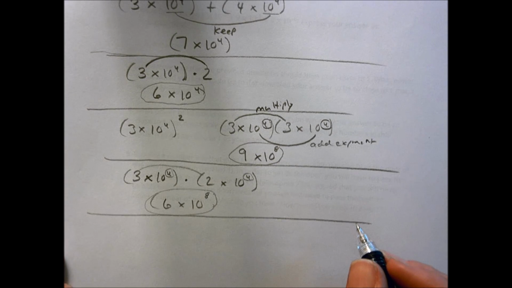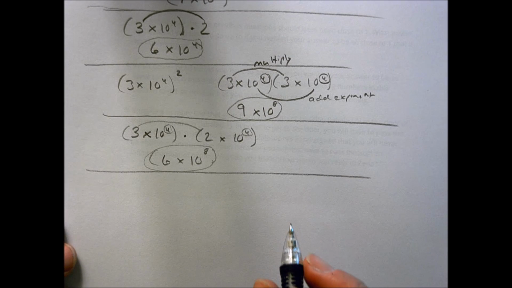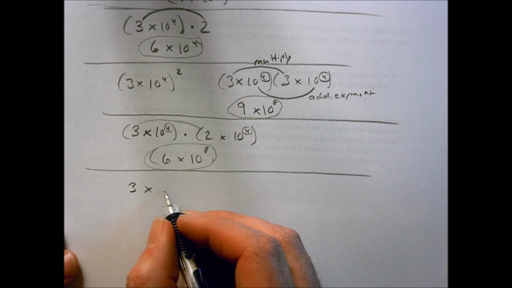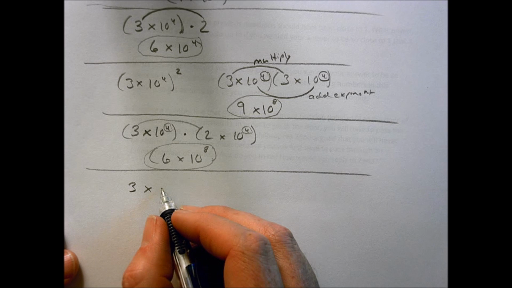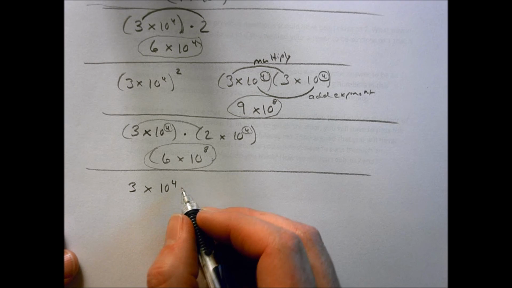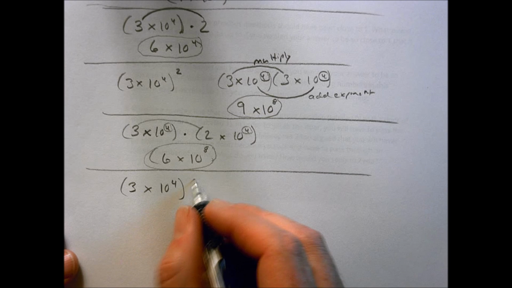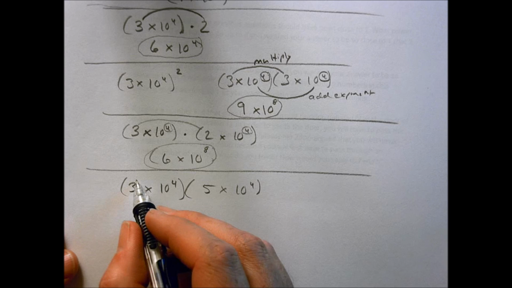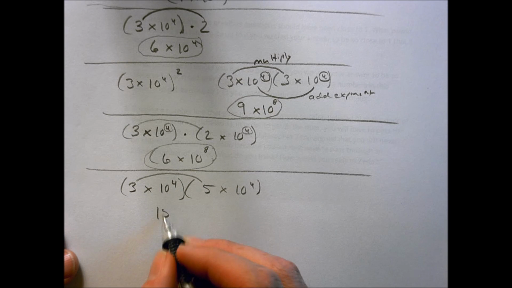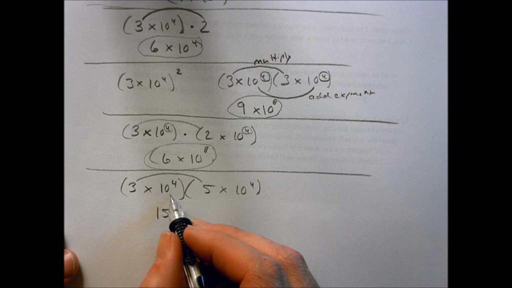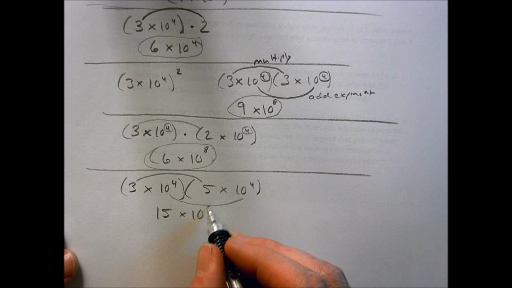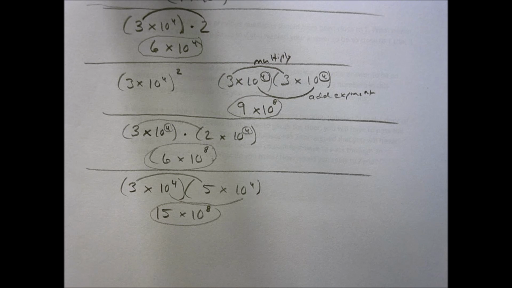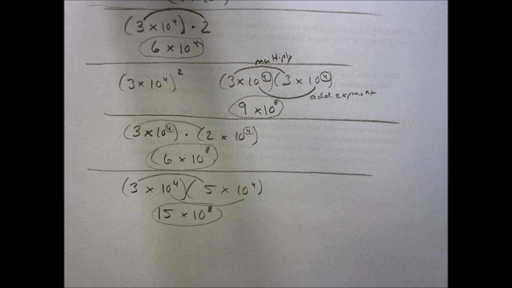And let's do one final one here. Let's do a 3 times 10 to the fourth, like this, and then a 5 times 10 to the fourth. Again, same idea. 3 times 5 is 15, and when we put those together we end up with 10 to the 8th power. All right, so just some samples there to help you out before we jump into tonight's homework.